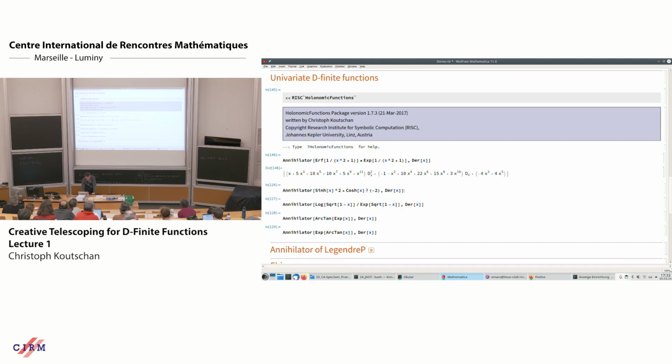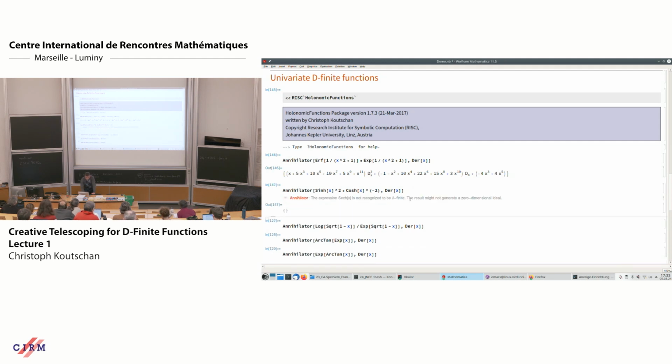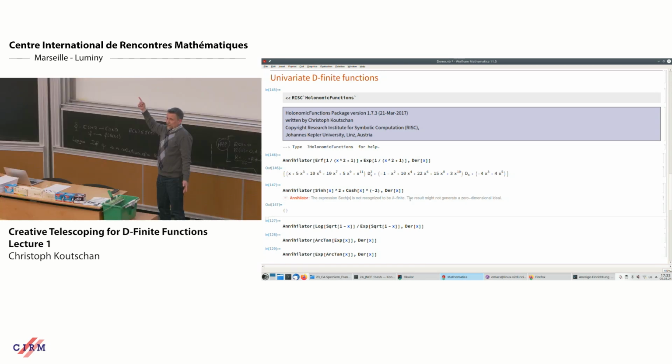Here we have the inverse of the hyperbolic cosine, and well, the package complains that it is not recognized to be D-finite. You should be careful if you get this message. This is not a mathematical proof that this object is not D-finite. The package just says, well, I don't know. I cannot compute it. Maybe for some strange reason it is, but yeah.